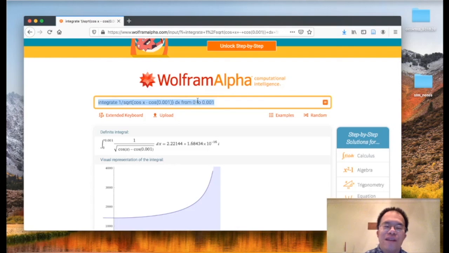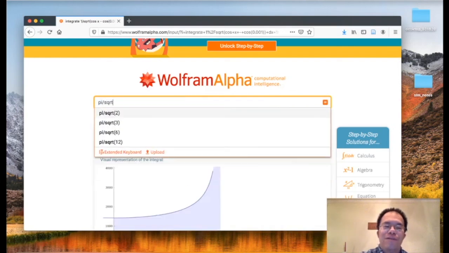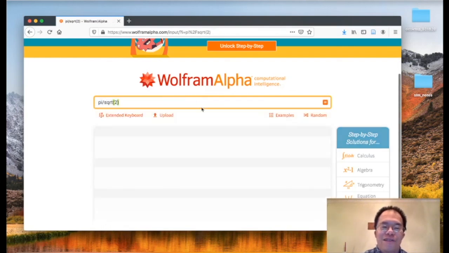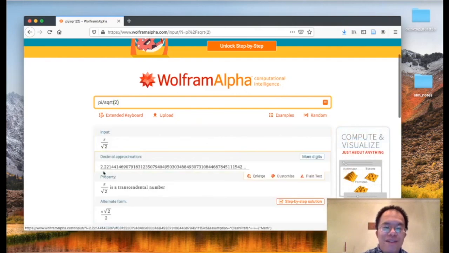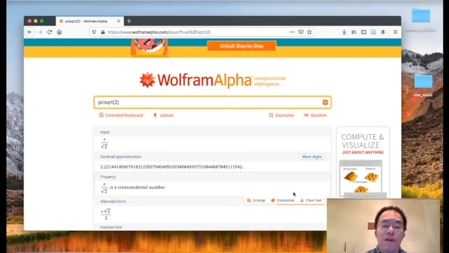Let's see what pi over the square root of 2 actually is. And that is indeed 2.221 something. Exactly as we thought. So it looks like our integral is behaving the way we expect it to for small theta naught.